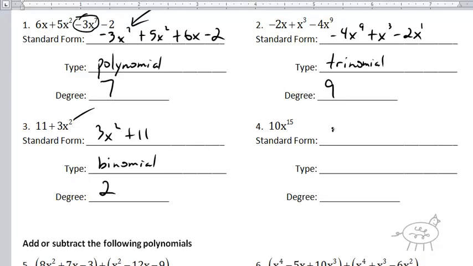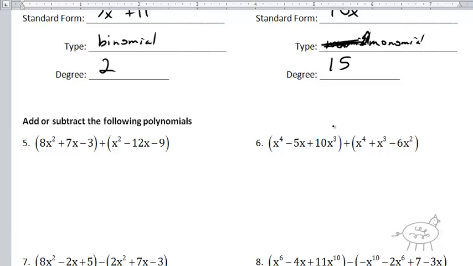Okay, standard form, well, 10x to the 15th. There's only 1 term, so it is a monomial. Sorry, I spelled it wrong. M-O-N-O-M-I-A-L. Let me write it again. Monomial. Okay, and its degree is 15 because of that exponent of 15.